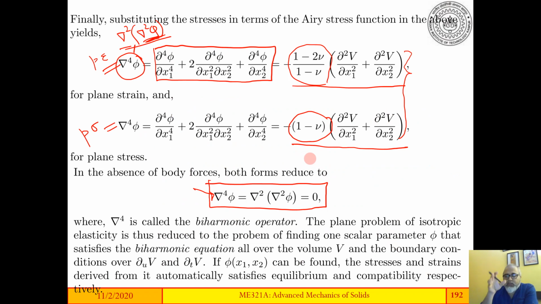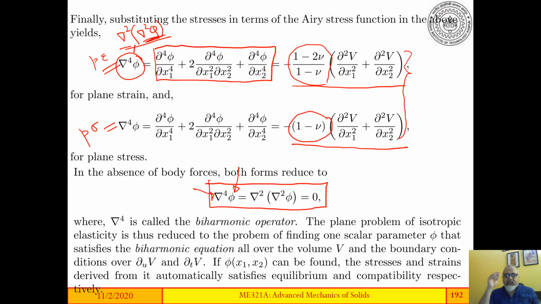So the whole problem of finding the 8 variables, stresses, strains, and displacements, is now reduced to that of finding the Airy stress function. And once you have done that, as I said, in case of anti-plane shear as well, when you have done that, even by guessing, you have found the solution, because the solution to these problems is always guaranteed to be unique.